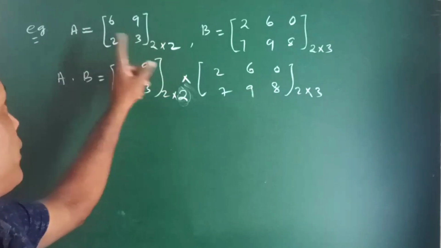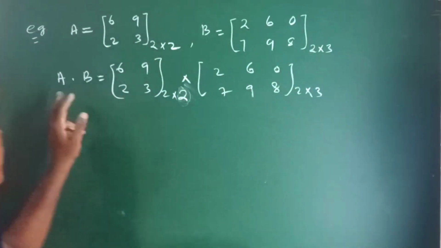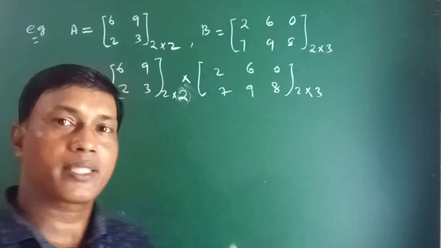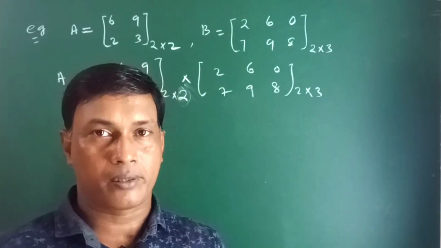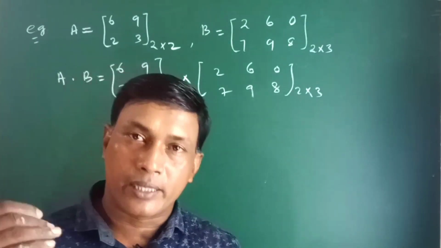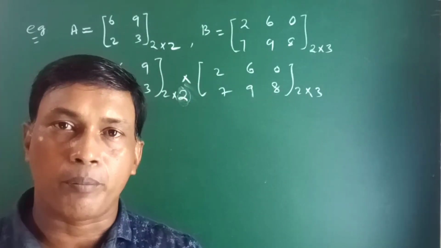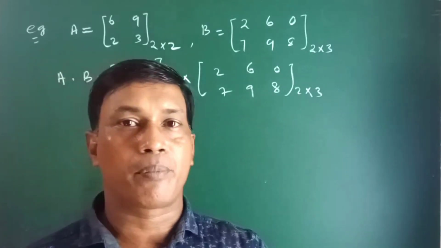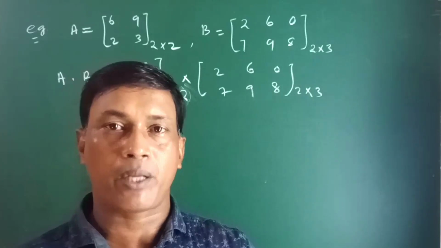Now the example, A is a matrix of order 2 cross 2, B is a matrix of order 2 cross 3. So A into B, we have to find the product of two matrices A and B, but we have to check whether the product is possible or not. हमको पहले टेस्ट करना है कि इस केस में प्रोडक्ट पॉसिबल है कि नहीं. एंड प्रोडक्ट कब पॉसिबल होता है? व्हेन द नंबर ऑफ कॉलम्स ऑफ फर्स्ट मैट्रिक्स इज सेम एज द नंबर ऑफ रोज ऑफ सेकंड मैट्रिक्स. फर्स्ट मैट्रिक्स का कॉलम और सेकंड मैट्रिक्स का रोज समान होना चाहिए.